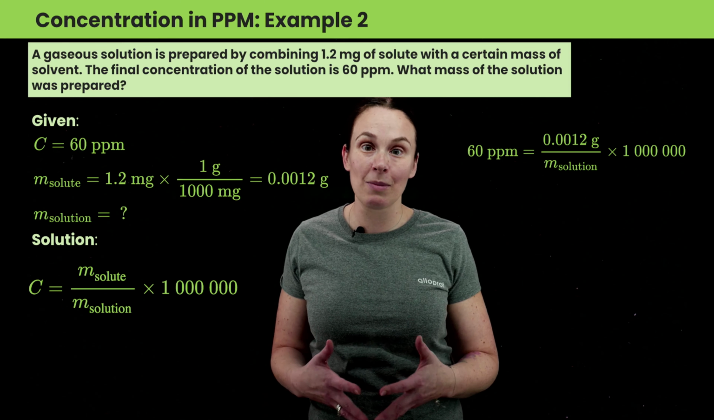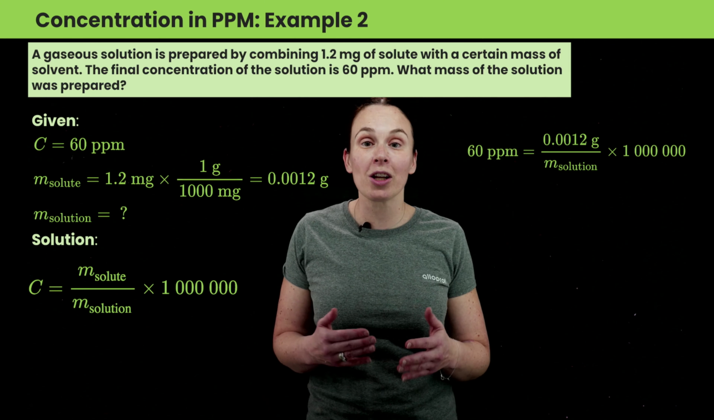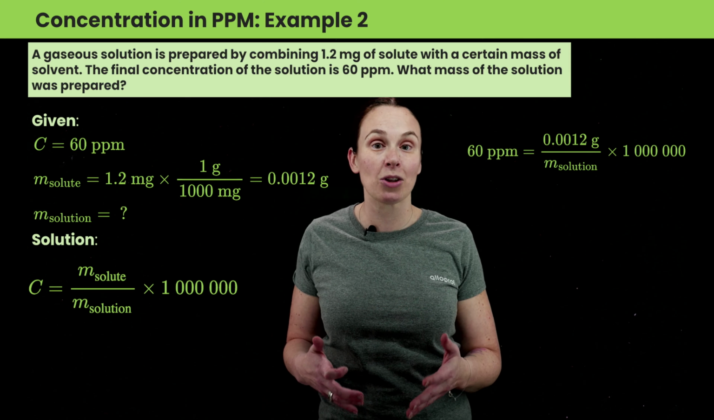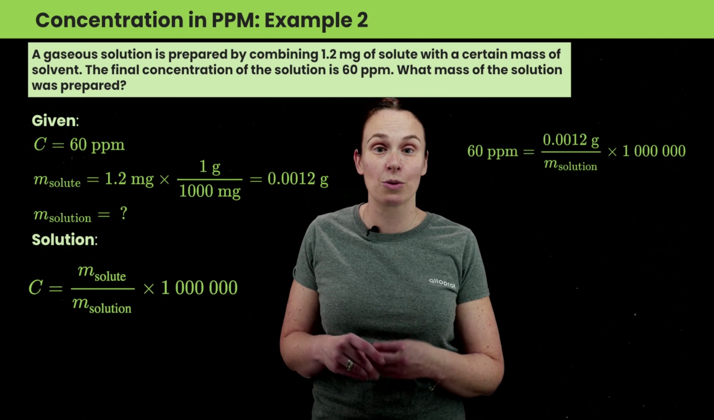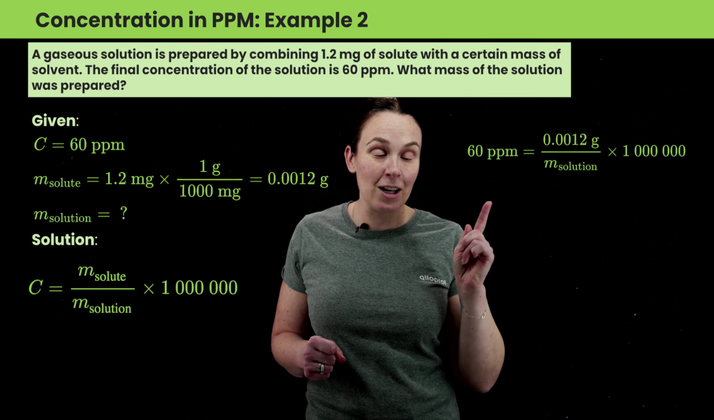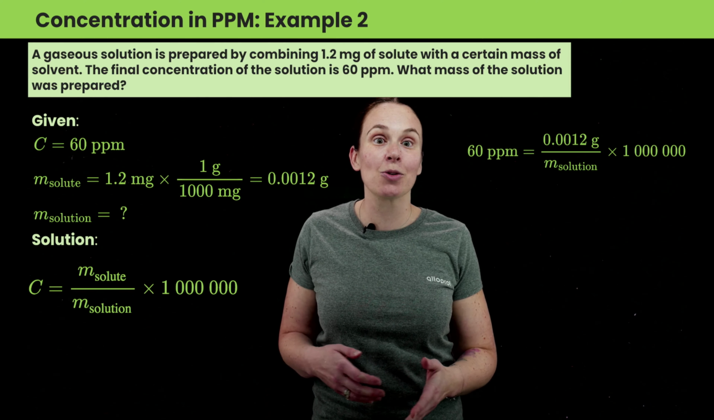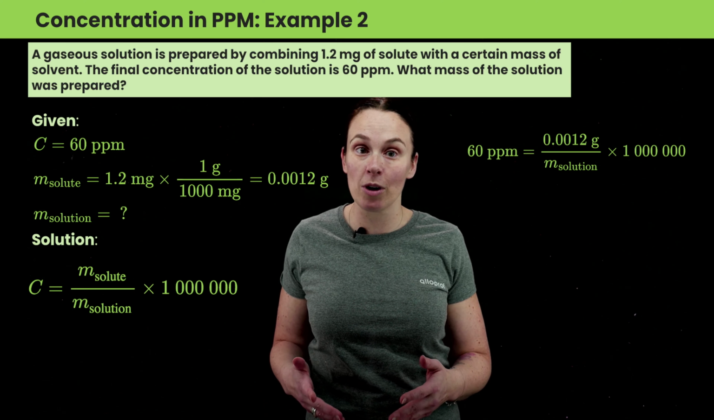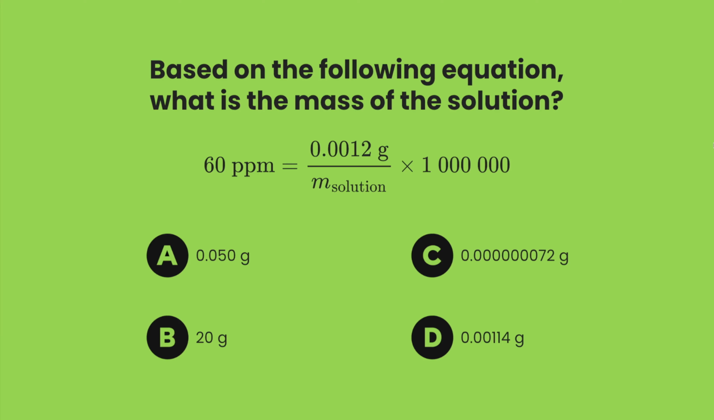And we're trying to find the mass of the total solution. So we're going to use the concentration mass solute divided by mass of the solution times a million formula because we're not dealing with an aqueous solution, we're dealing with a gas or we're dealing with a solid. So we're going to move over, we're going to put everything in our formula. 60 ppm is equal to 0.0012 grams divided by the mass of the solution, which we don't know, times a million.